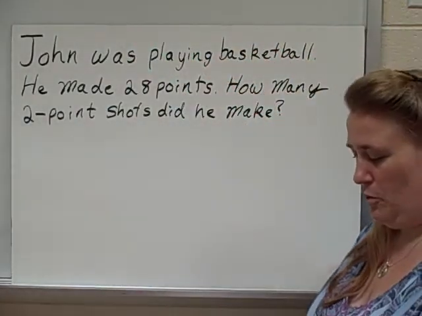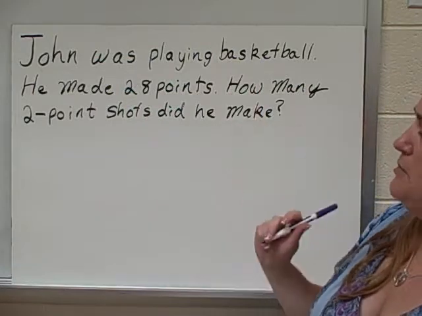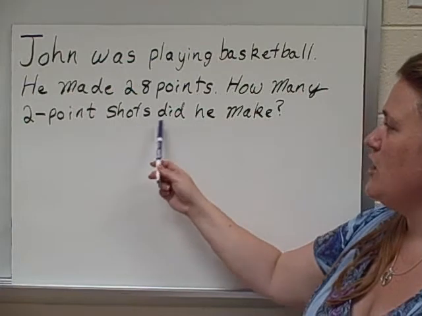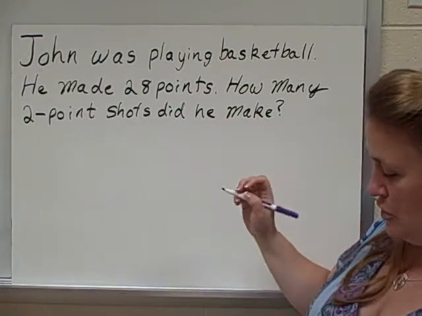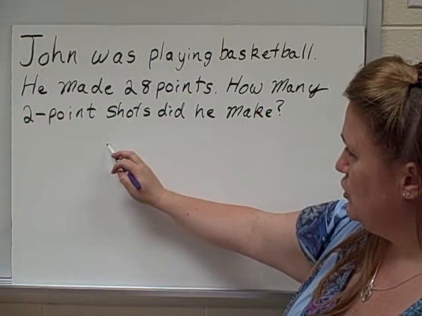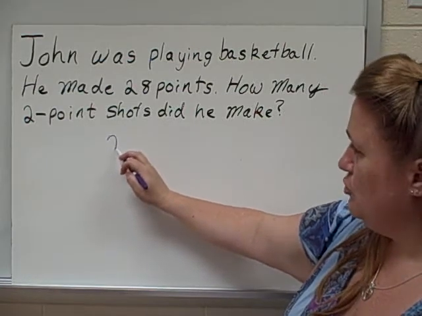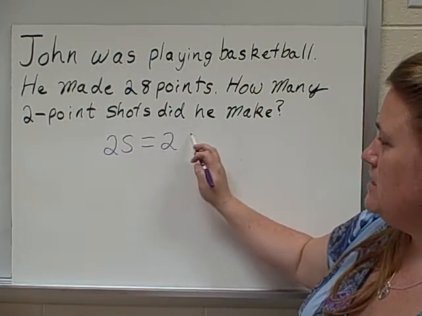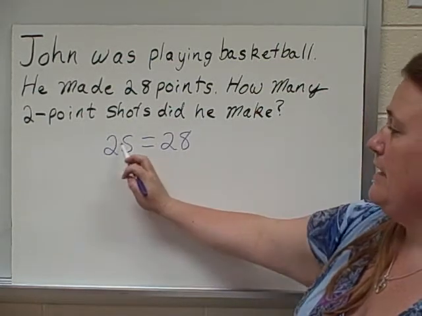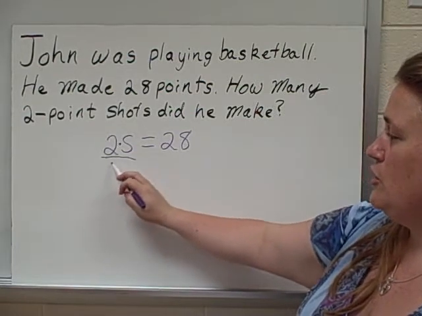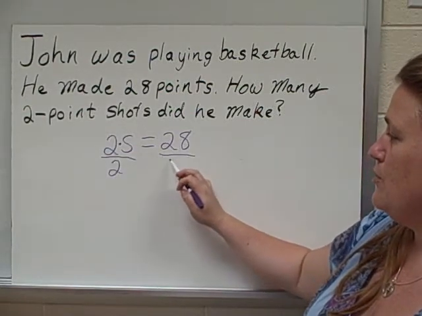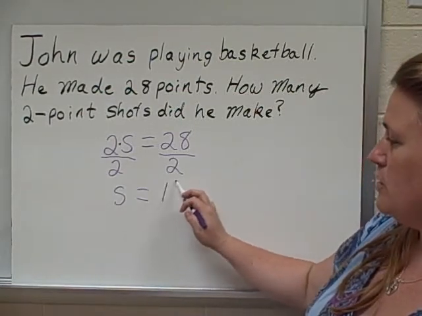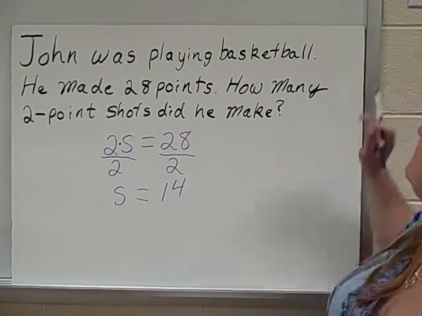Okay, one more word problem. John was playing basketball. He made 28 points. How many 2-point shots did he make? So we've got 2-point shots equals 28 points total. Again, this is multiplication, so we're going to use division, the inverse operation, and that will give us 14 shots.